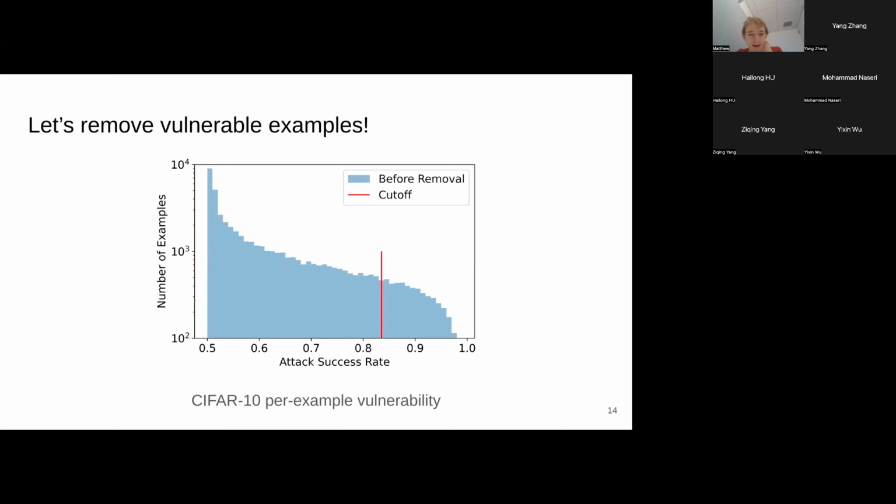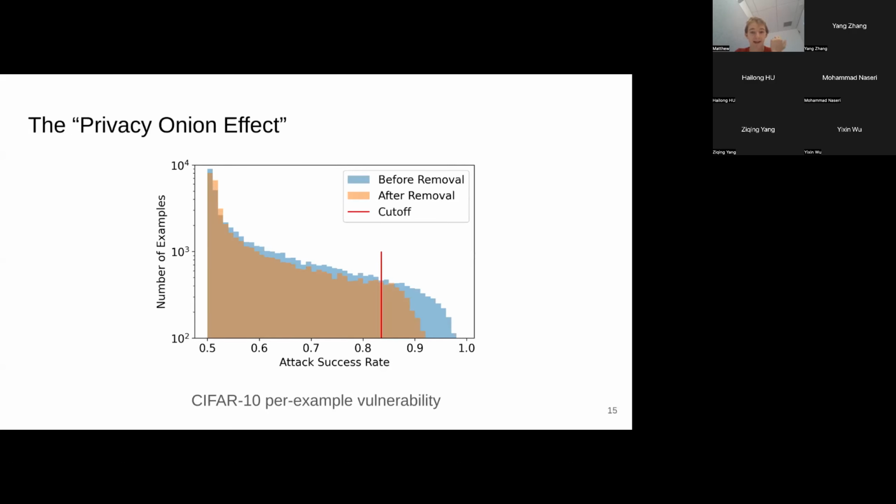But it turns out that when you remove these points, this is not the case. There's still a significant amount of points that are above 82% accuracy. If they were all independent, you would see nothing to the right of this line, but it just turns out that you do. And we call this the privacy onion effect, because you're peeling off the first layer of vulnerable points, and you find that there's another layer that looks just like it, waiting for you when you peel this off.